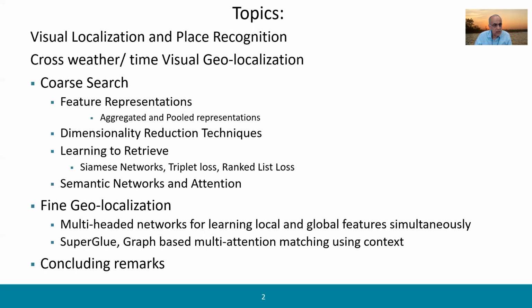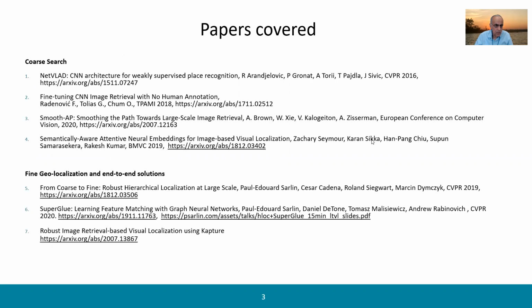And for both of these, we're going to talk about different aspects of current techniques based on deep learning. And then finally, we'll have some concluding remarks. So the topics I'm going to talk about essentially cover 7 papers. 4 of them are in coarse search, and 3 of them are in fine geolocalization. And essentially, I'm going to walk you through a sequence of developments which have happened over time in this area.